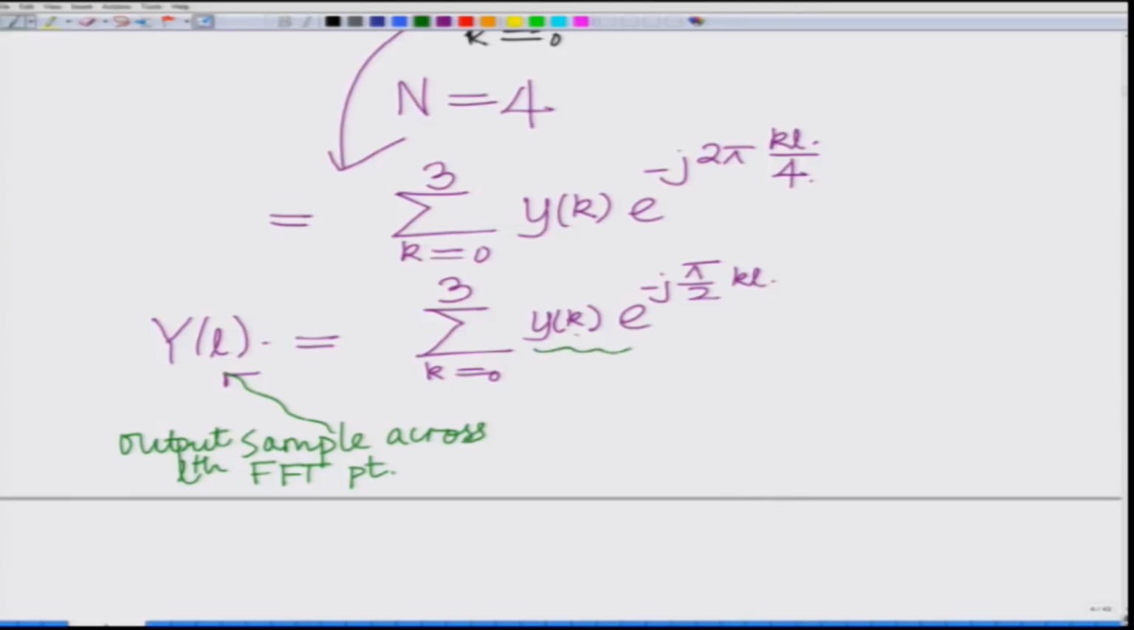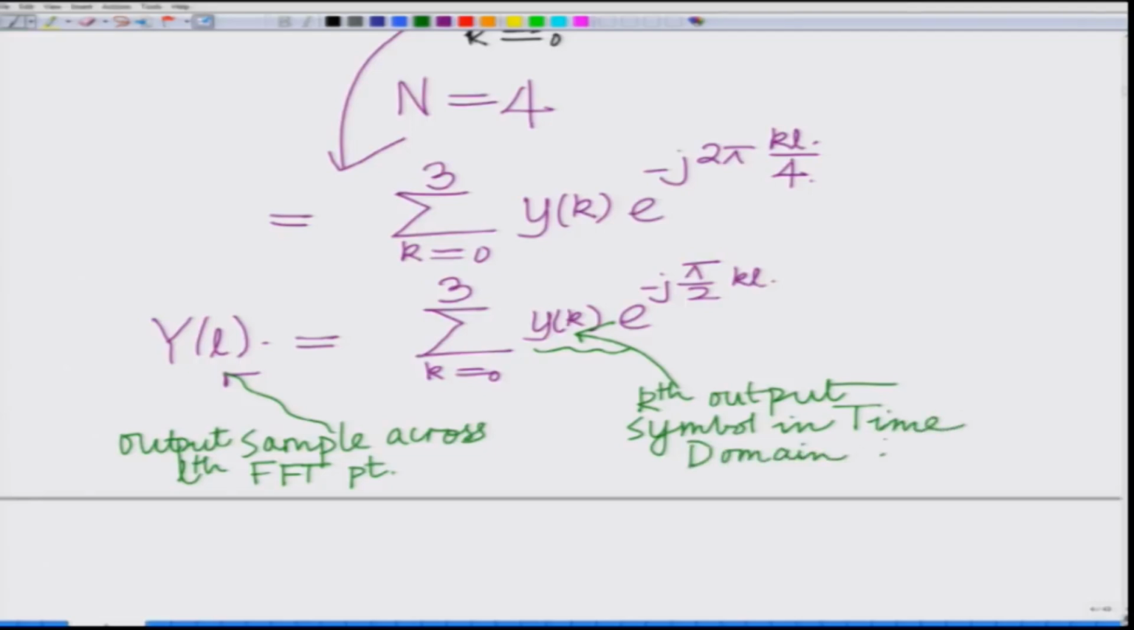For instance, small yk is the kth output symbol in the time domain. So, small y's are the output symbols in the time domain, capital Y's are the output samples in the frequency domain. You take the FFT of the small y's and what you will get are the capital Y's, which are the output samples in the frequency domain across the various FFT points.